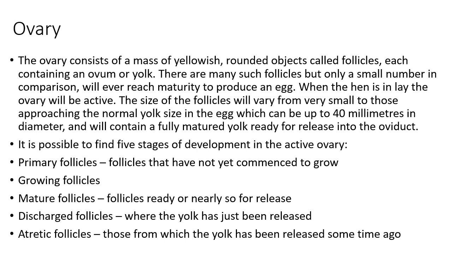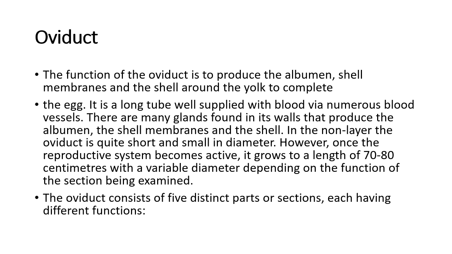It is possible to find five stages of development in the active ovary. Primary follicles that have not yet commenced to grow. Growing follicles that have commenced to grow and are becoming mature follicles. Mature follicles ready to release the yolk but not yet released. Discharged follicles where the yolk has just been released. Atretic follicles, those from which the yolk has been released some time ago.